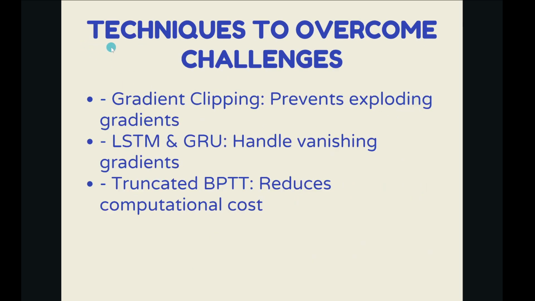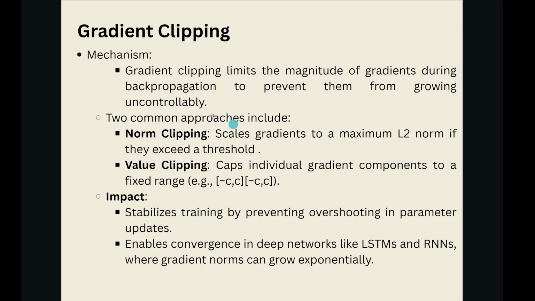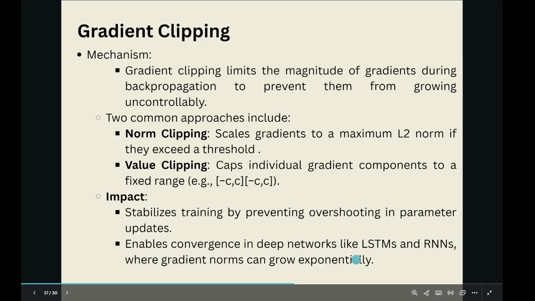Now we'll talk about techniques to overcome challenges. The first technique is gradient clipping. What gradient clipping does is limit the magnitude of gradients during backpropagation to prevent them from growing uncontrollably. There are two common approaches. One is norm clipping, which scales the gradients to a maximum L2 norm if they exceed a threshold. The second is value clipping, which caps each individual gradient component to a fixed range, for example minus C to C, given C is an interval. Impact: it stabilizes training by preventing overshooting in parameter updates, and helps convergence in deep networks like LSTMs and RNNs.